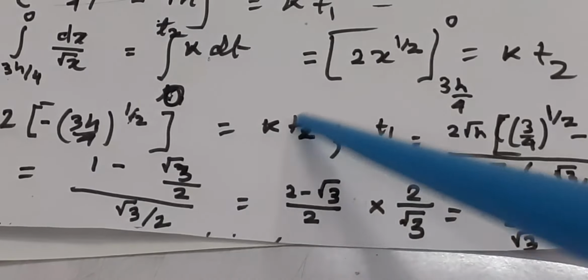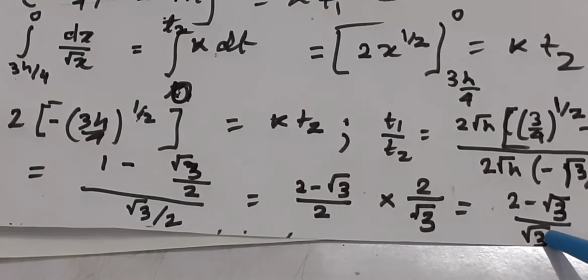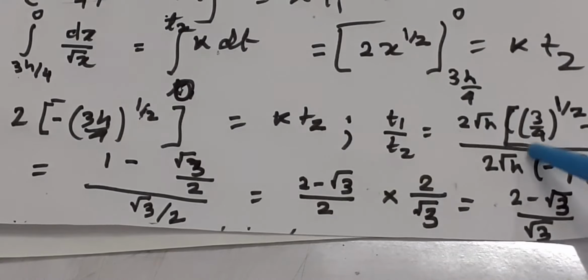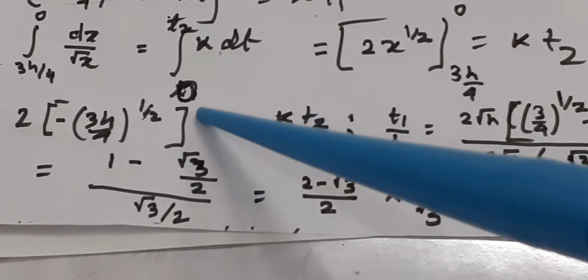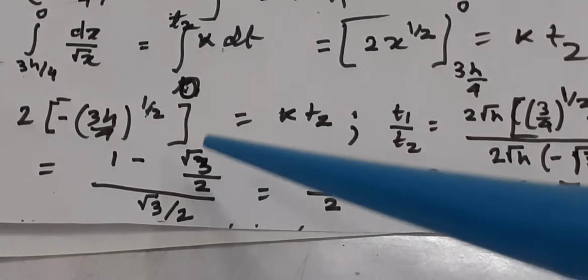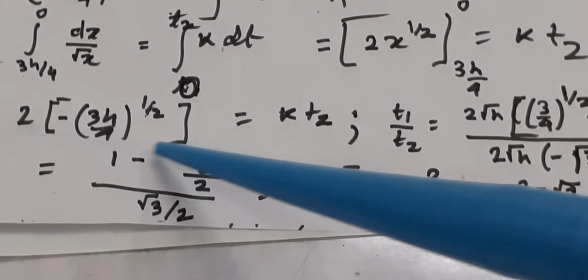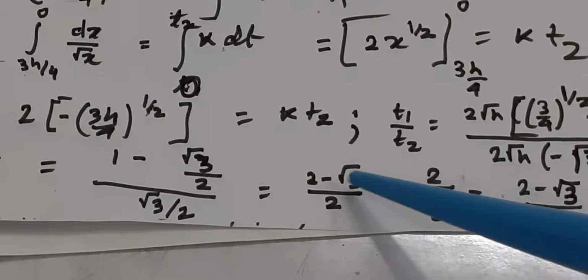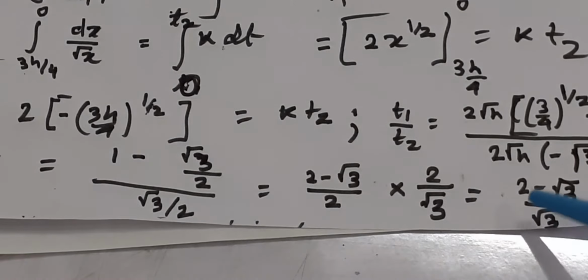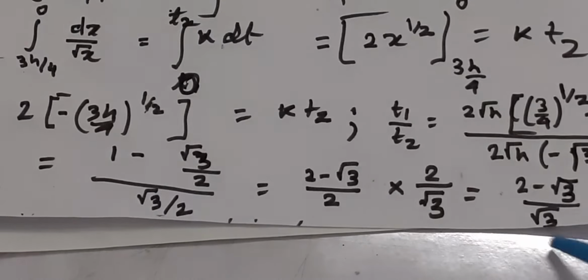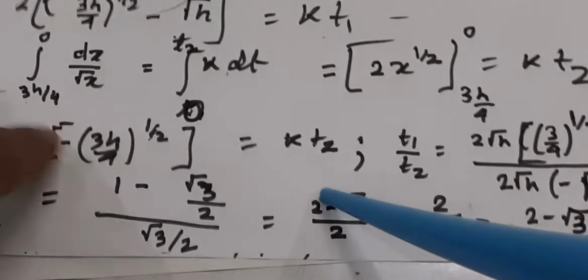Now dividing these two, finally we can get t1 by t2 will be this one, that is 2 minus root 3 divided by root 3 will come. You simplify a little bit here, you just put the data, expressions are available, take common and simplify, and you will get 2 minus root 3 divided by root 3, that will come.